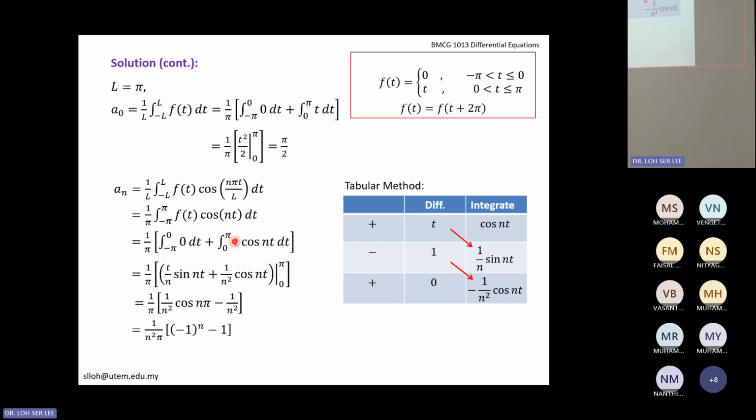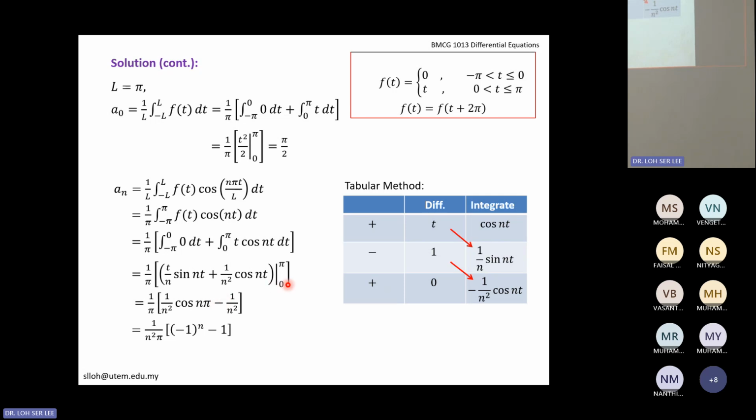So this is 0, and for this one we need to use the tabular method: t cos nt. Differentiate until you get 0, and integrate twice. Then you will get this line through the tabular method. We substitute pi into t. Sine n pi is 0, and then pi into this t, you have 1 over n squared cos n pi, this term.